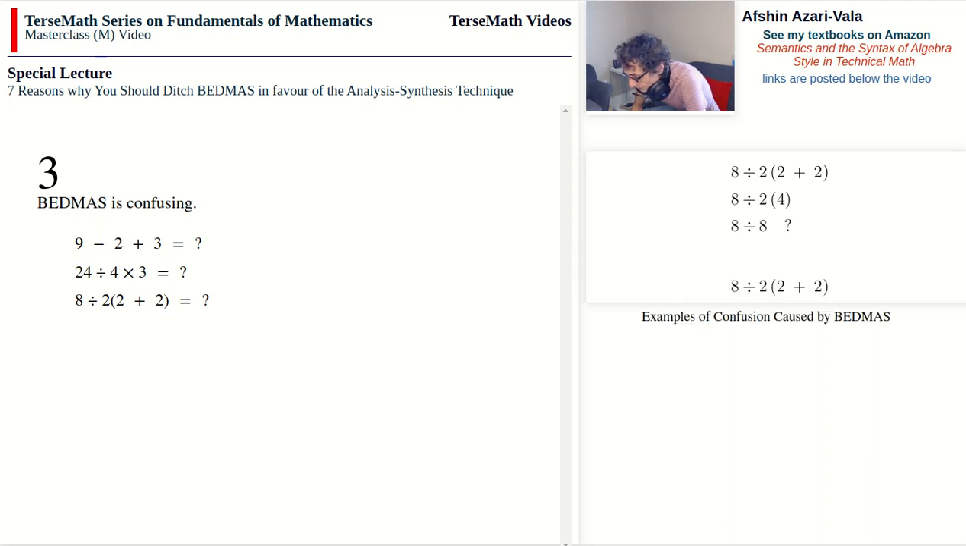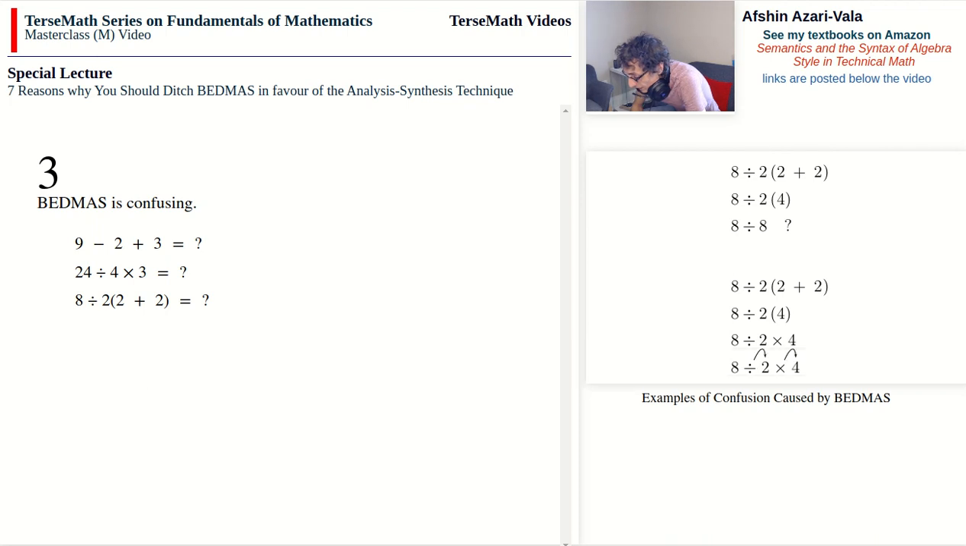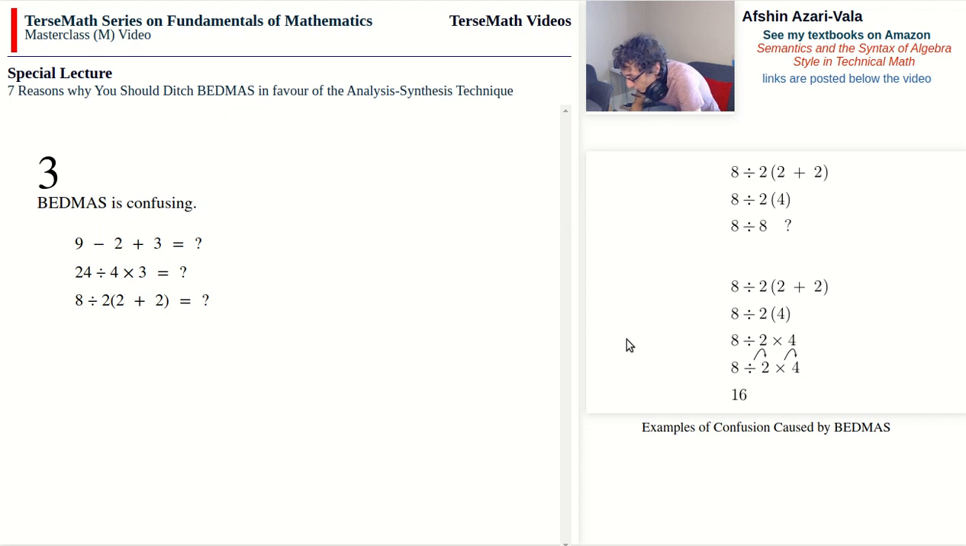And so the proper way to see this would be to see this as 8 divided by 2 times 4. And then you realize that you can do your division by 2 and multiplication by 4 in any order that you want. That gives us 16 as the final answer. So for example, 8 divided by 2 is 4, and 4 times 4 is 16. Or you could do 8 times 4, which is 32, and then divide by 2 to get 16.